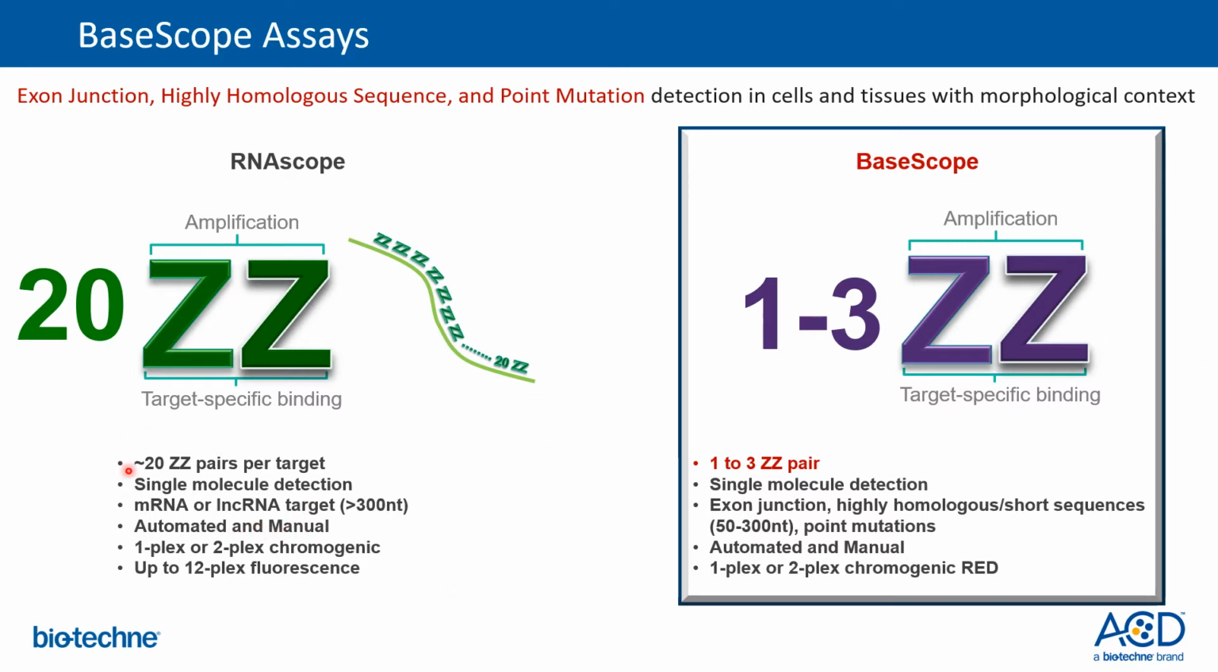So the RNAscope assays are mainly for your targets like mRNA and long non-coding RNAs greater than 300 nucleotides, and your BaseScope assays are mainly for exon junction, point mutation, and highly homologous sequence detection.